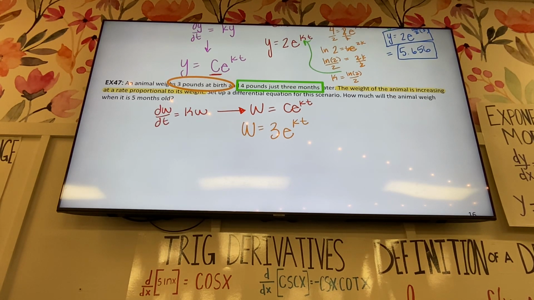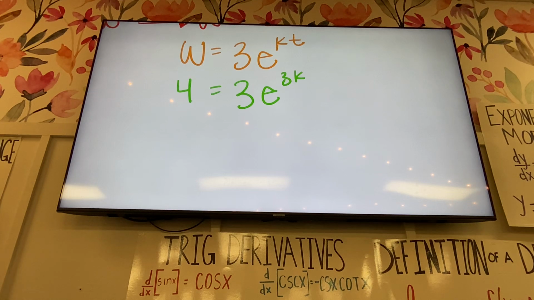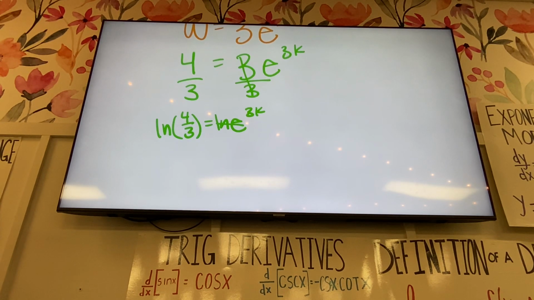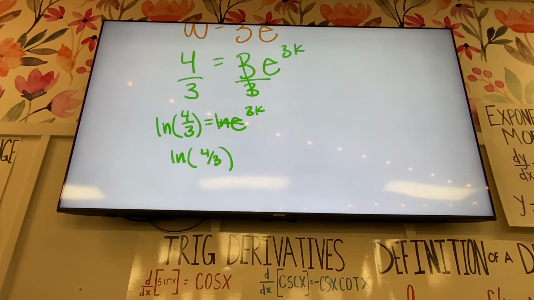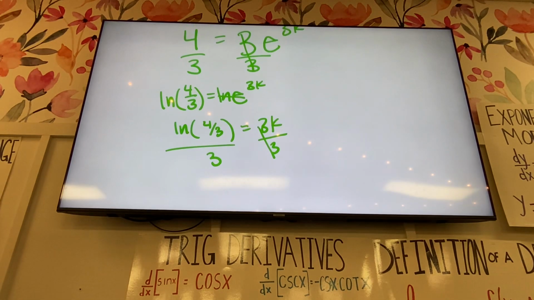So where am I going to plug 3 in? The t, and where are you going to plug 4 in? Yep. And then you're going to solve this, which once again, it's probably going to be an ugly ln. You can either write the decimal or leave it as an ln. But first step, divide by 3. So you get 4/3 equals e to the 3k. To get rid of the e, we have to ln and then divide by 3. So ln of 4/3 equals 3k. Divide by 3. And so k is going to be ln of 4/3 over 3.